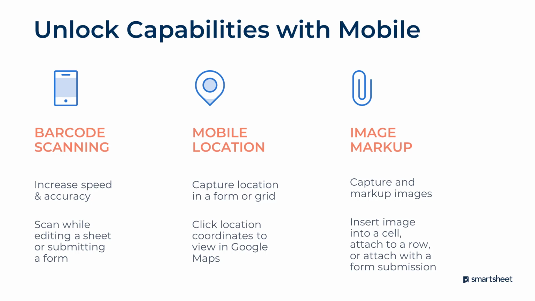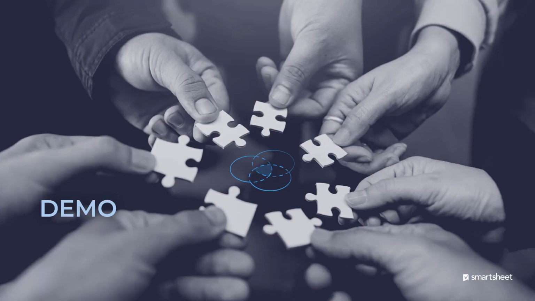Lastly, mobile builds on the capability to attach files in a row within your sheet by using your phone's photo capability and enabling you to not just take photos and attach them, but also mark them up before you attach them. So, really having the ability to indicate what's important in the photos that you're taking. These photos can be inserted into a cell in the sheet, attached to a row, or attached with a form submission. Now that we've introduced these unique mobile capabilities, let's go ahead into our demo.